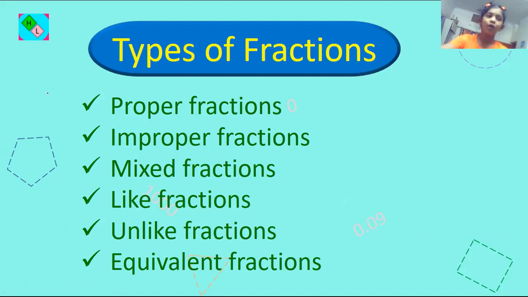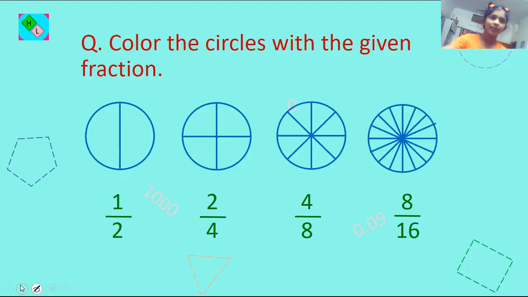So we completed all the types of fraction: proper fraction, improper fraction, mixed fraction, like fraction, unlike fraction, equivalent fraction. So let's start with the questions. Color the circles with the given fractions. Here are some fractions given. Now we need to color the fraction which is given here into the circles.